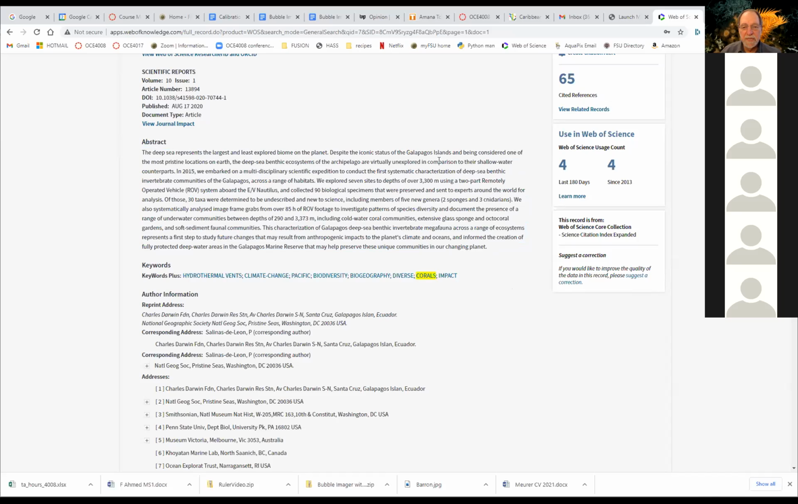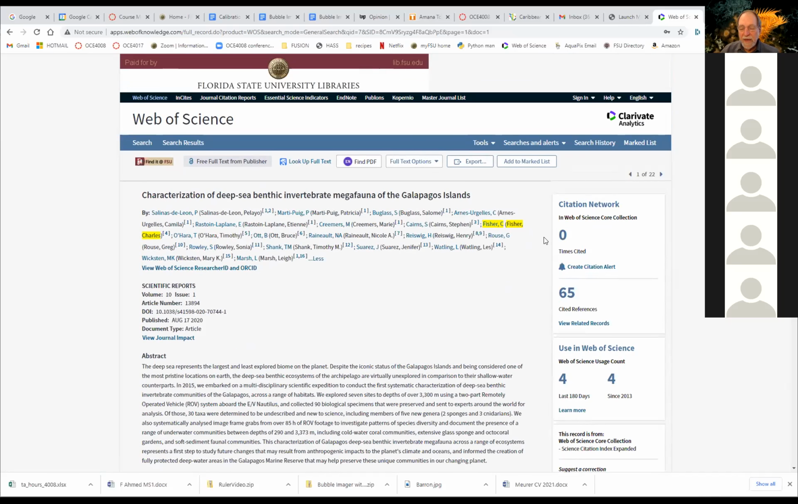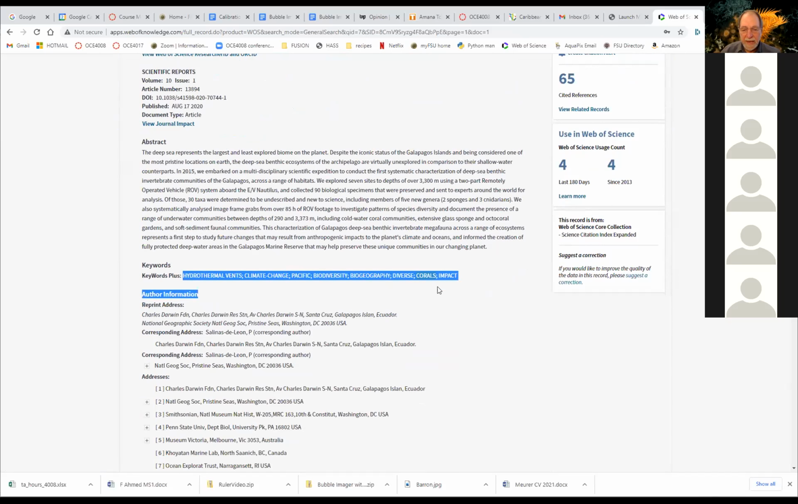Okay, so the deep sea represents the Galapagos Islands, one of the most pristine locations, and this is telling you what's found here. Then here are the keywords, and you can see that the keywords included corals. So that's how this paper shows up in our research results, because it's by this author, Fisher C, and it contains this term, corals, not in the title. I'm not sure if it's in the abstract or not, but here it is in the keywords. And so those are the terms that the search engine crunched through to pull back this list.